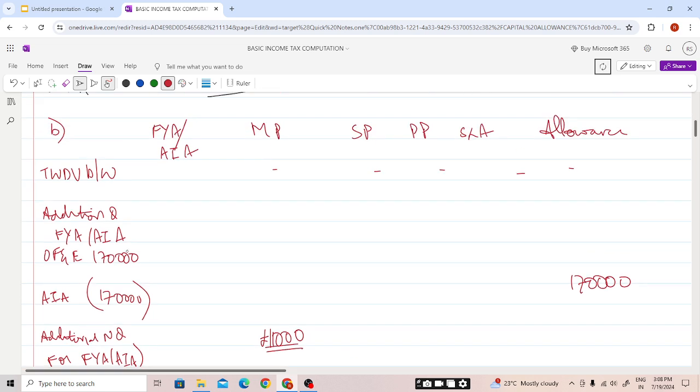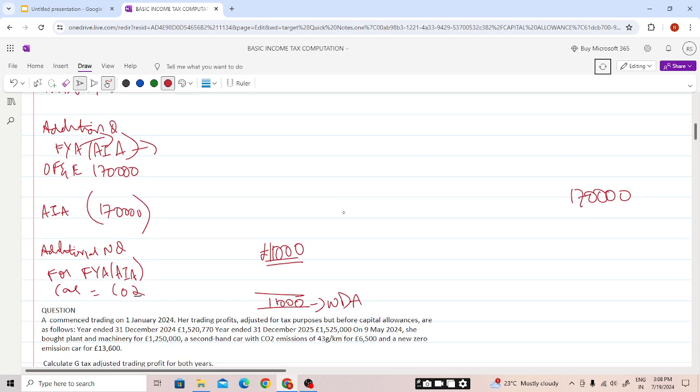See students, the AIA is an allowance, it is a type of capital allowance, FIA is also a type of capital allowance and WDA is also a type of capital allowance.